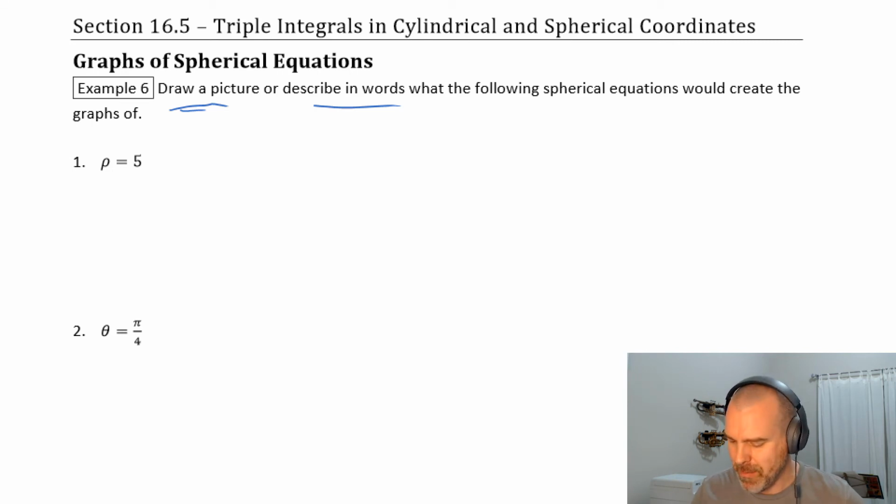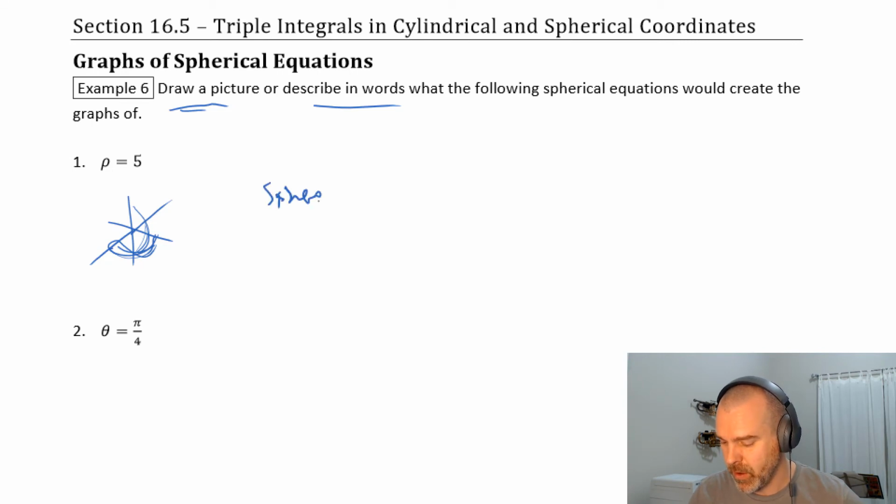If rho is equal to 5, that means phi can be anything, theta can be anything, rho is just always 5. Well, that's a sphere, radius 5, centered at the origin.